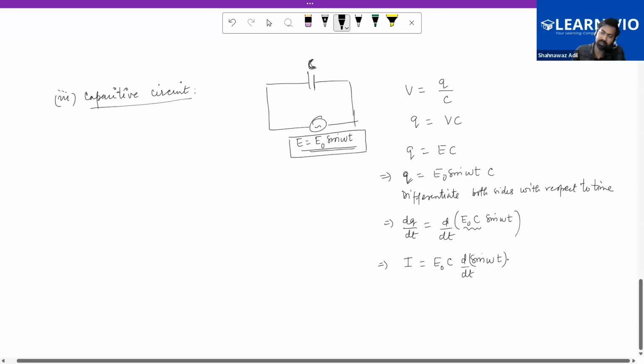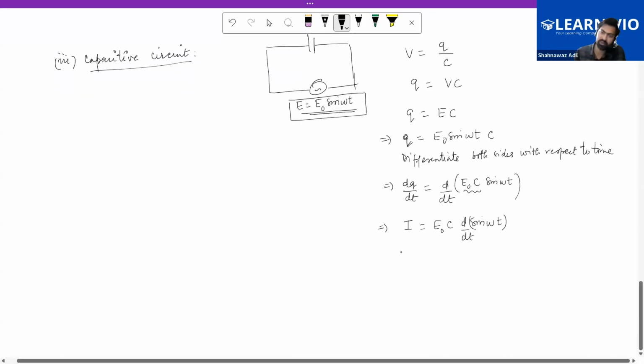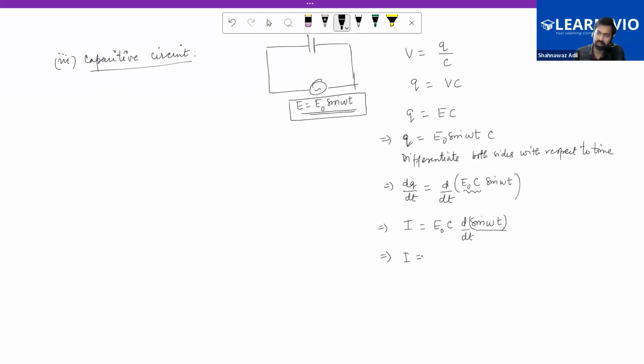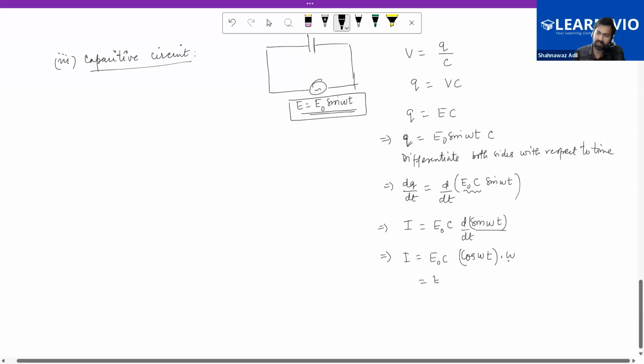So can anybody tell me what the differentiation of this function is? Anybody volunteering for the answer? Yes, cos omega t times omega. Absolutely correct. Good. So that would be cos omega t times omega. So we have applied the chain rule, right? Good. So then we see that this is E naught omega C and then cos omega t, and this is I.